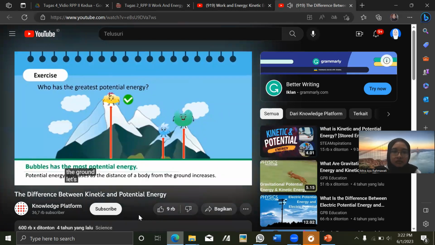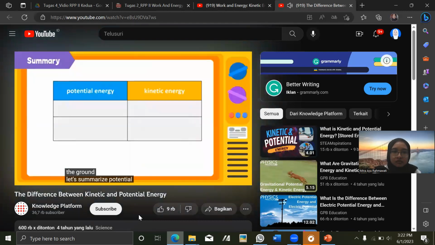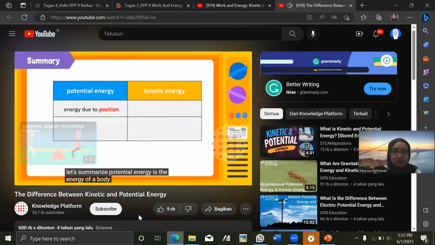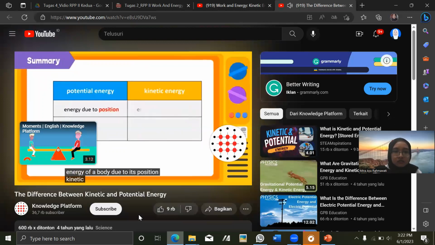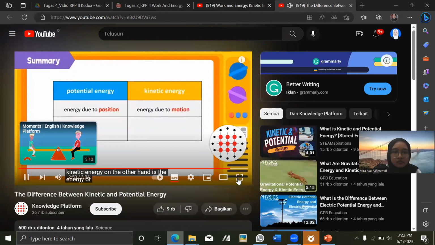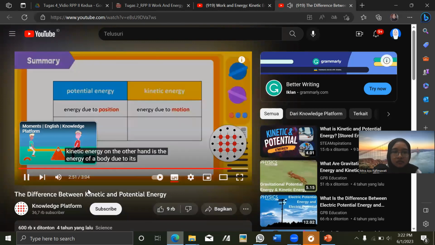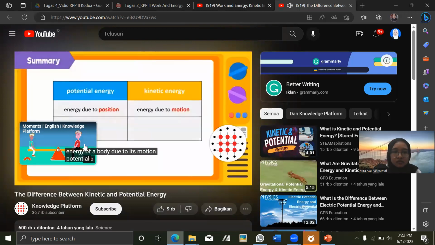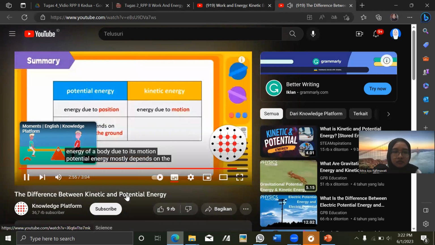Let's summarize. Potential energy is the energy of a body due to its position. Kinetic energy, on the other hand, is the energy of a body due to its motion. Potential energy mostly depends on the distance of the body from the ground. Kinetic energy depends on its speed.